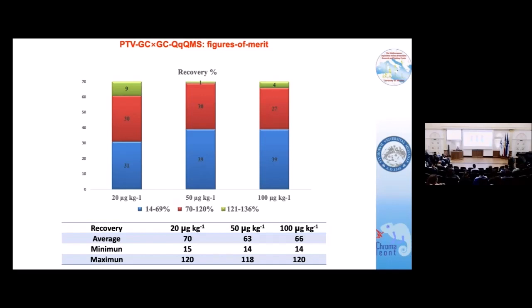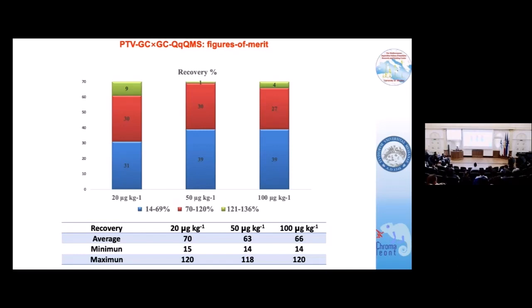Something regarding recovery, in this case, GC is not the point. The recovery depends, of course, on the log P of our pesticides, and in this case, due to the broad range of components, recovery is in a very big range, starting from 15 up to 120%, more or less. In this case, the European legislation puts some restriction. If your recovery is outside 70 to 120%, your accuracy must be very good.